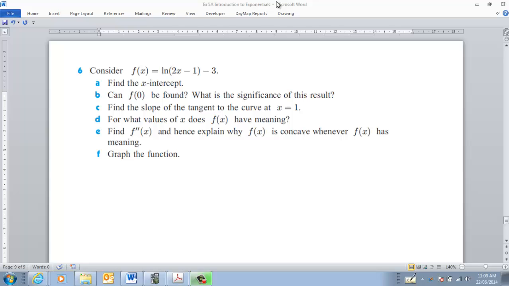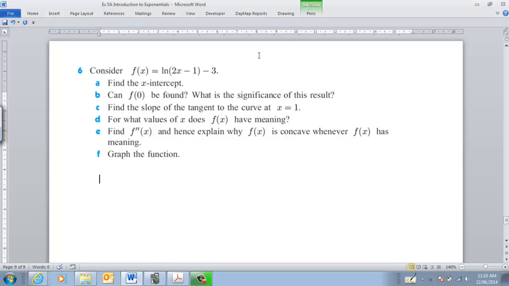Oh, g'day guys. The last type of question we're going to do in exercise 5C is looking at combining a lot of the skills that you've already learned and putting it into a graphing type question. So the first thing that we get asked to do is find the X-intercept. So if we're going to do that, let's do it.